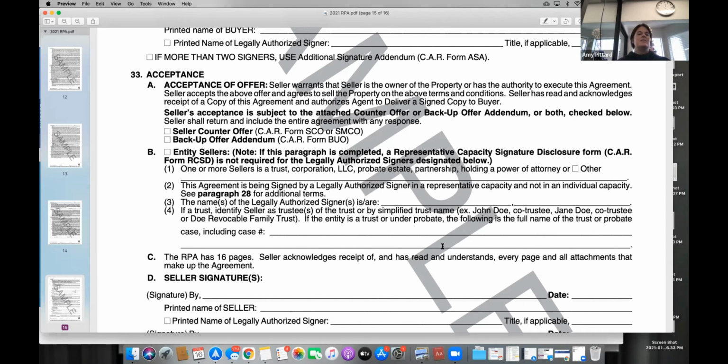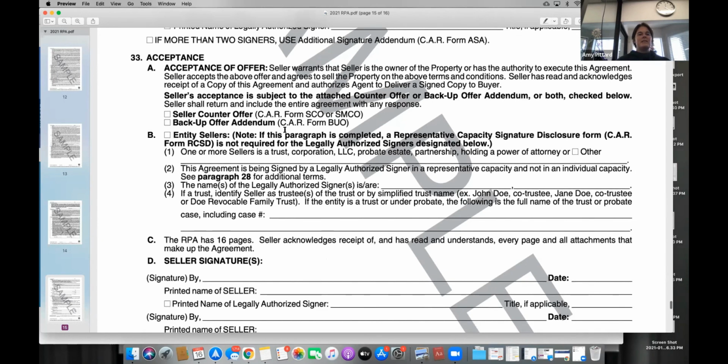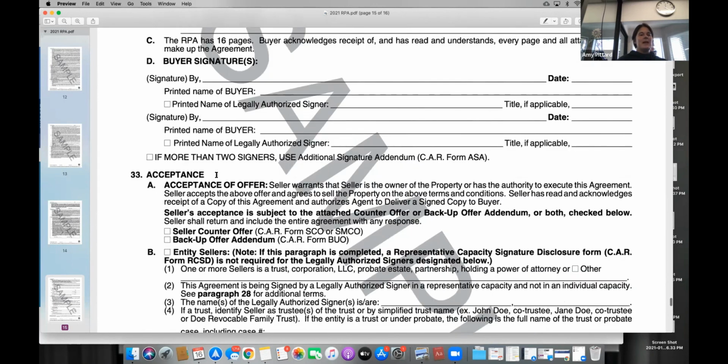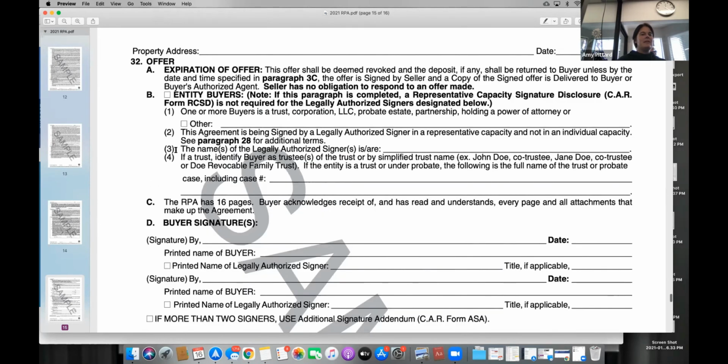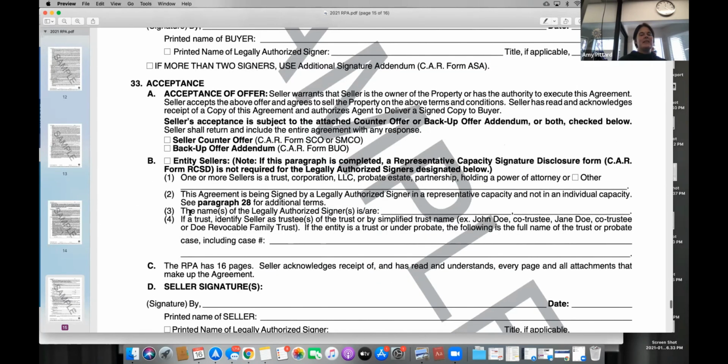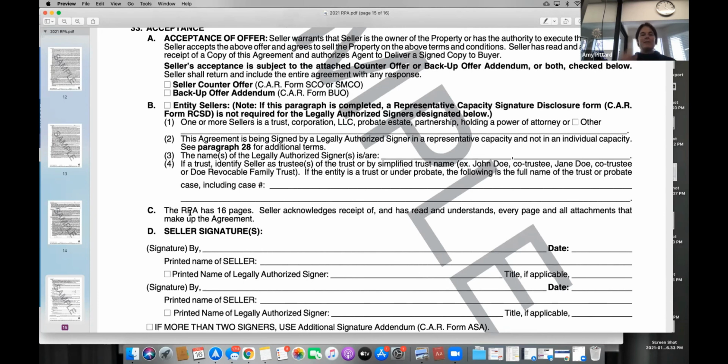So the entire purchase agreement should go out with the counter offer or the backup offer addendum, and you can do either one there. Okay. So we check those boxes if we need to counter or do a backup offer. If the sellers are entities, it's the same paragraph there on 33B that we had on 32B that outlines who the entity is and who's signing on that behalf. You fill it out exactly the same way that we talked about in the section above, section B.